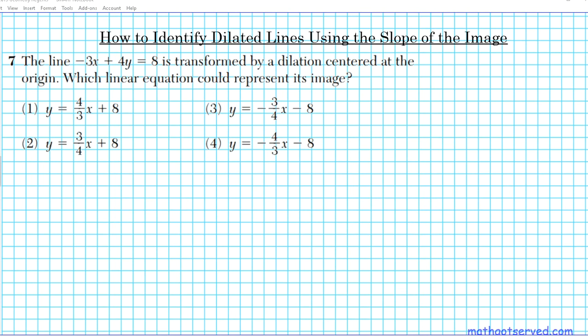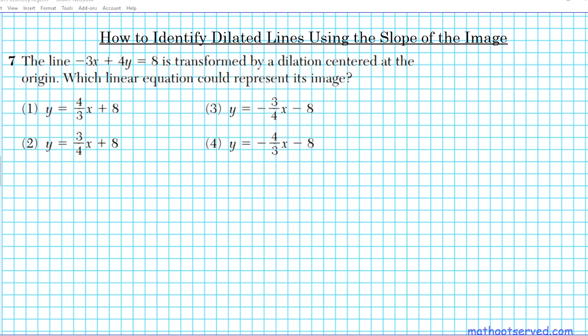All right, let's take a look at question 7. In question 7, we're going to be assessing how to identify dilated lines using the slope of the image line. Question 7 reads, the line negative 3x plus 4y equals 8 is transformed by a dilation centered at the origin. Which linear equation could represent its image? So we have 4 options here.